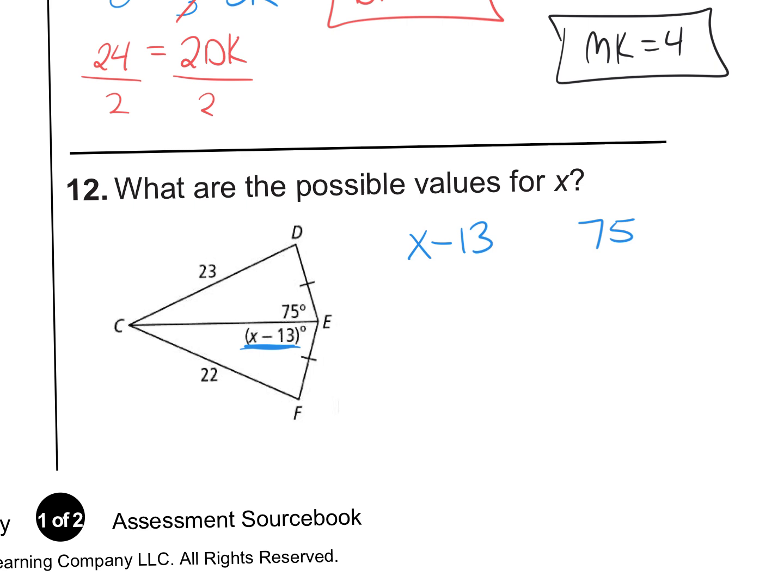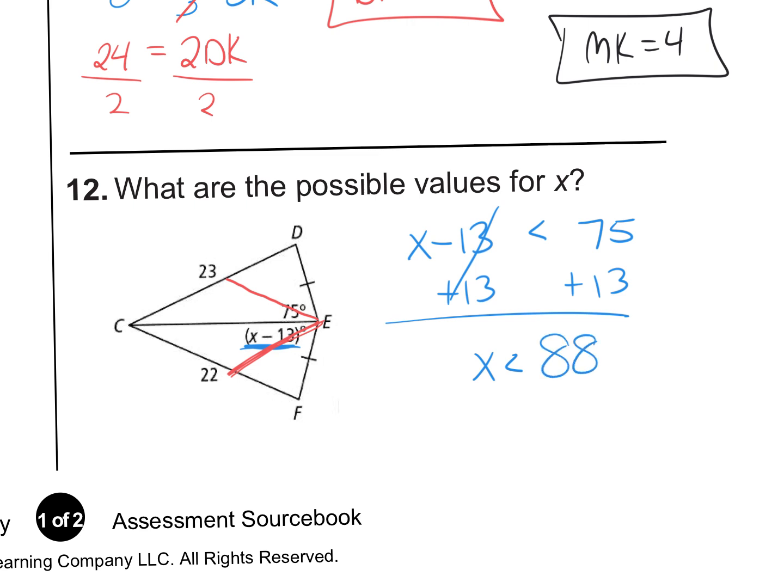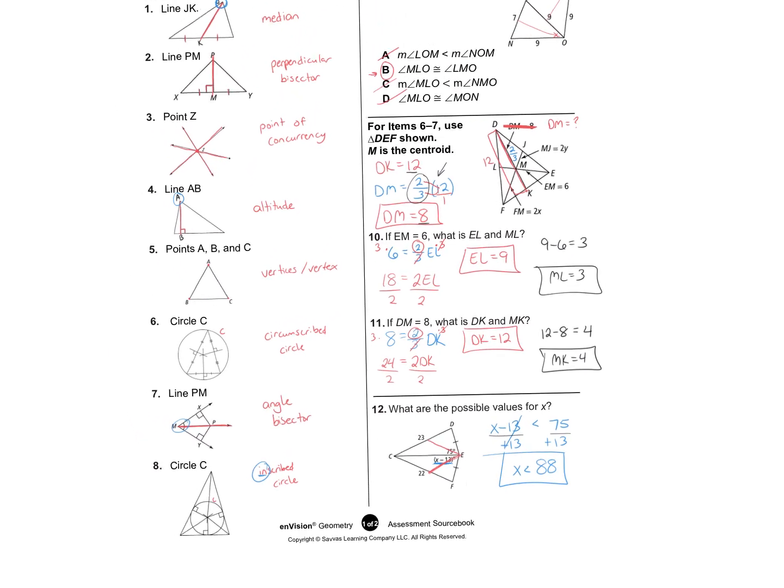Am I going to put equal to here? No. Okay. Is x minus 13 greater than or less than 75? It's less than, okay? Again, because it is across from the smaller side. So that means that angle is also smaller. How do I solve from here? Add 13. So I have x is less than 88. And that's all I need for that one. That one's not a compound inequality. Okay? Biggest thing, making sure you're comparing an angle to an angle or a side to a side depending on what they give you. Okay? Any questions on the front side of the review?